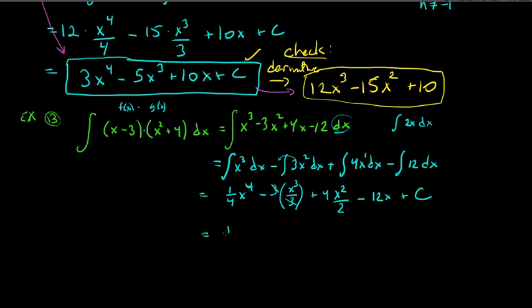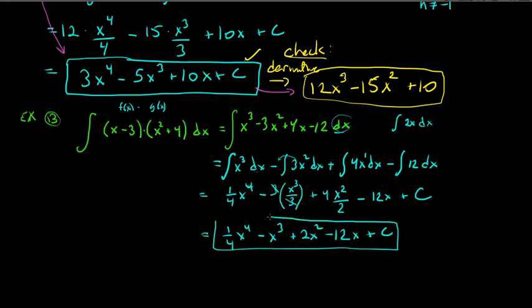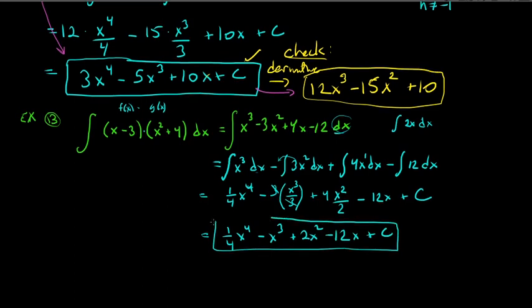So we just have 1/4 x to the 4th minus x cubed, because the 3's cancel. And then 4 divided by 2 is 2, so plus 2x squared minus 12x plus c. Oops, sorry. So that should be the answer to this.